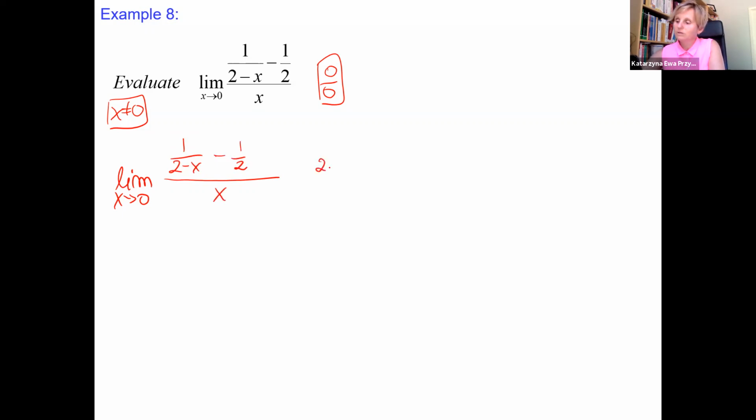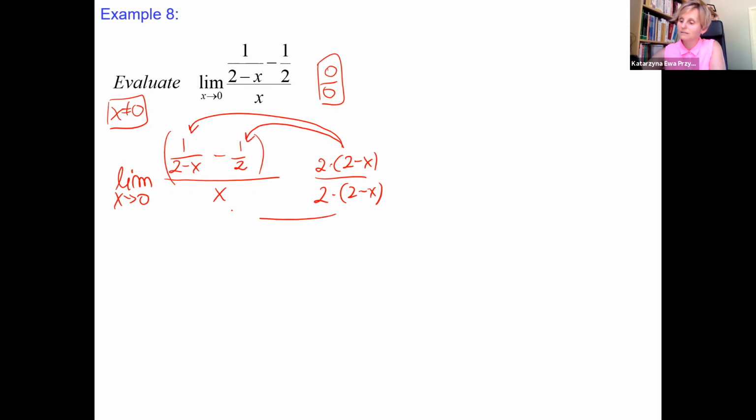The common denominator is 2 times (2 - x). And I will multiply each term. I will multiply this, I will multiply this, and I will multiply the denominator.